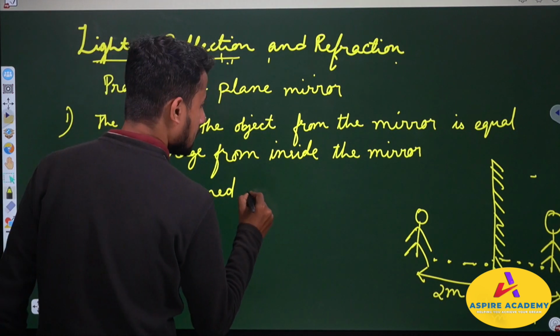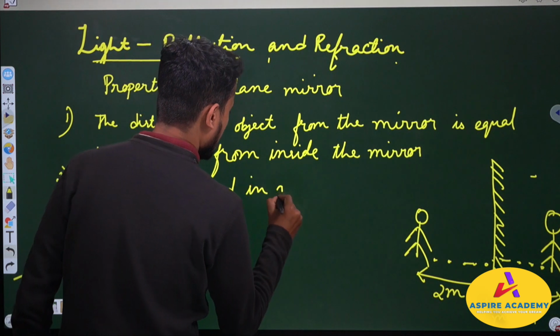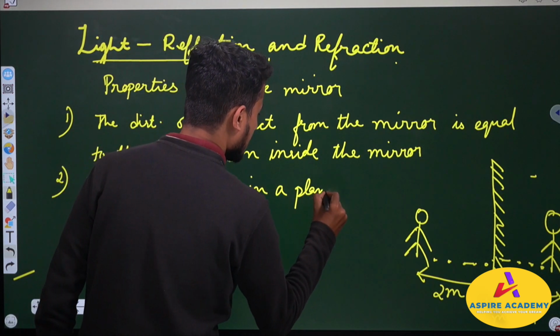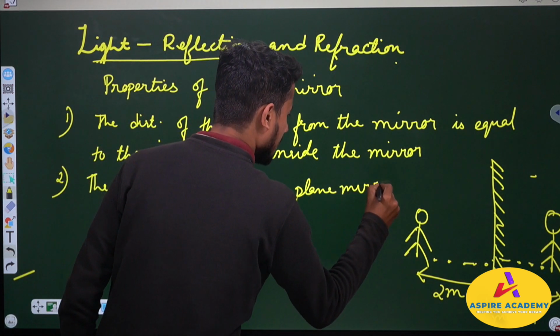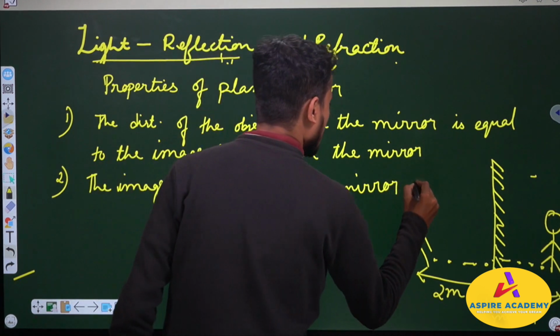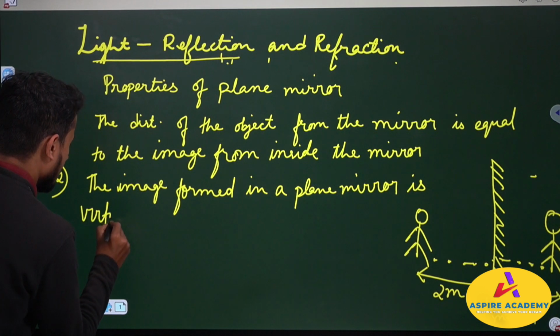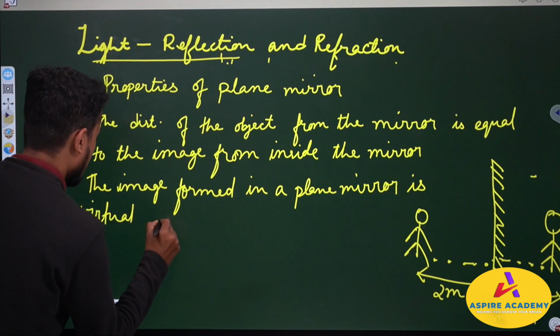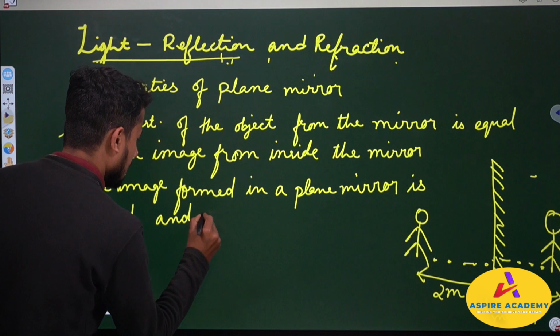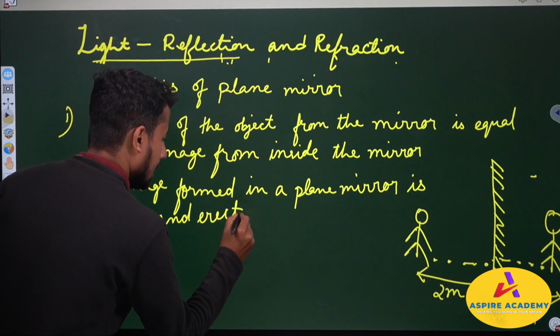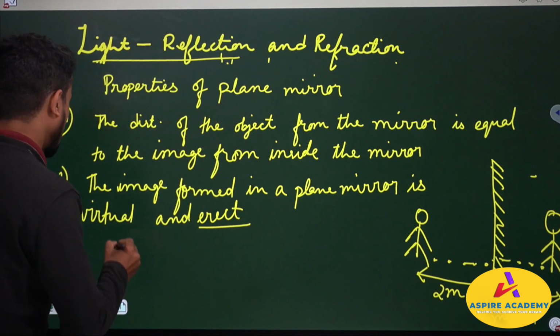the image formed in a plane mirror is virtual and erect. You understood the meaning of erect?